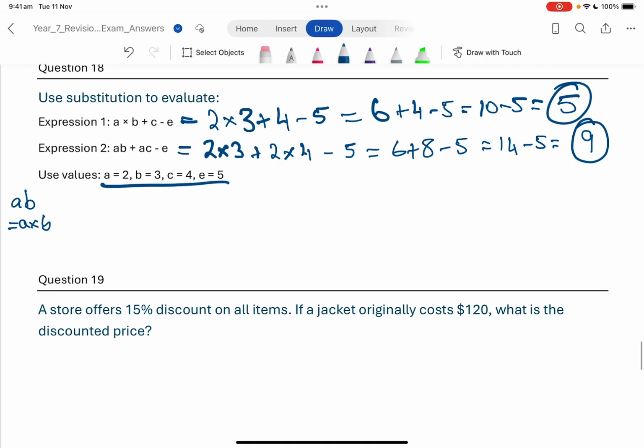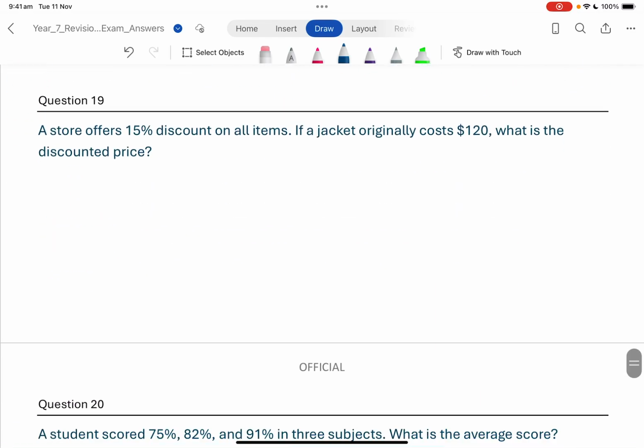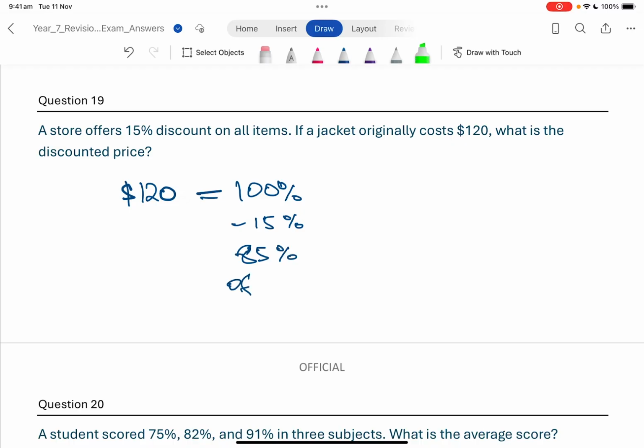Expression 1, expression 2, that is the question. Store offers a 15% discount on all items. If the jacket originally cost $120, what is the discounted price? Well, I'm starting with $120. And that would be like 100% of the price, right? Now, if I'm taking 15% off, I want to find, well, what's 85% of the price? And the key word I keep saying is of, which means multiply.